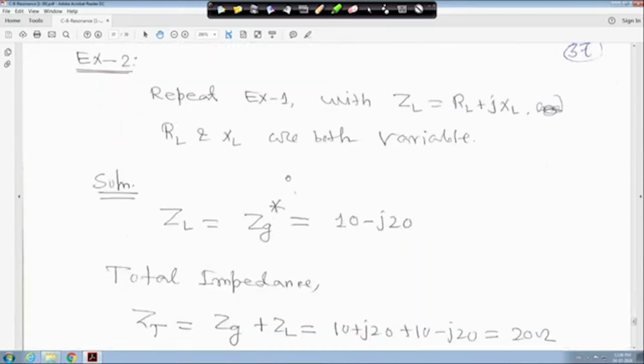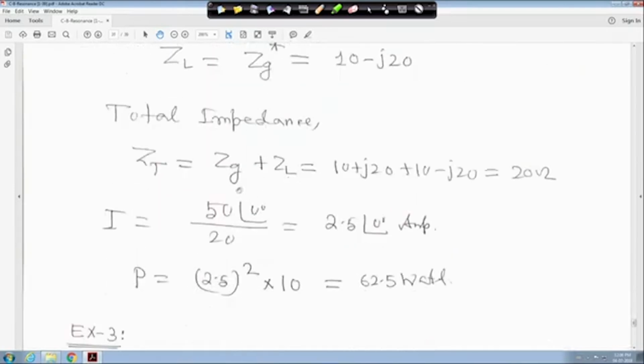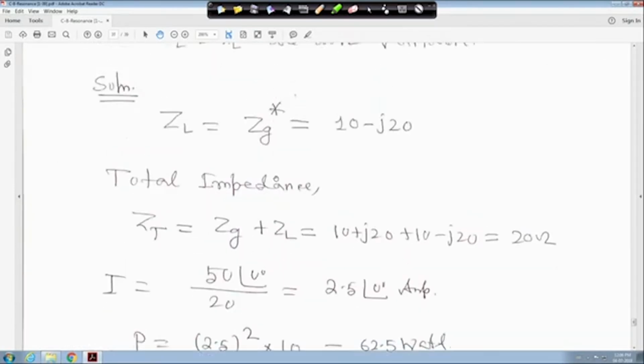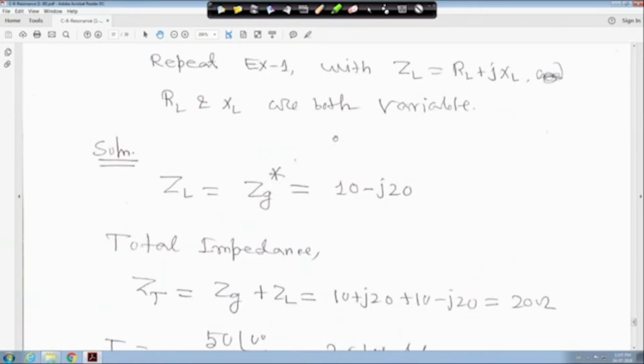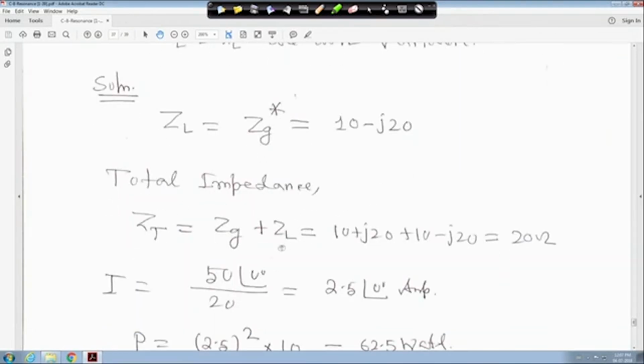So in this case, what you can do is find the total impedance. We know that when RL and XL are both variable, my Zg was 10 plus j20. Therefore, ZL is equal to Zg conjugate, that will be 10 minus j20. Right? This we have seen in our theory. Therefore, total impedance will be Zg plus ZL. Zg is 10 plus j20 and ZL will be 10 minus j20. So minus j20 and plus j20 cancel. It will be 20 ohm.